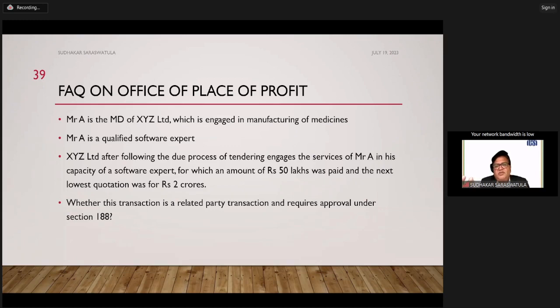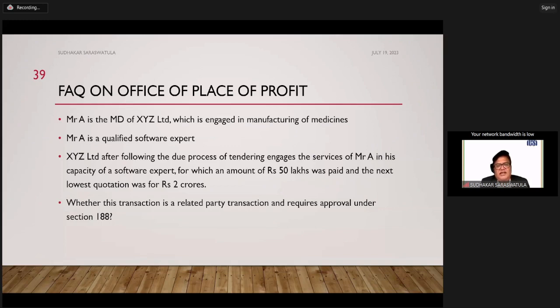So obviously it is holding a place of profit and it triggers Section 188. Then the third thing I have to check is whether it is in the ordinary course of business and at arm's length. Yes, it is in the ordinary course of business, because that manufacturing of medicines company is developing a software for its manufacturing process. So it is in the ordinary course of business. And is that on an arm's length basis?